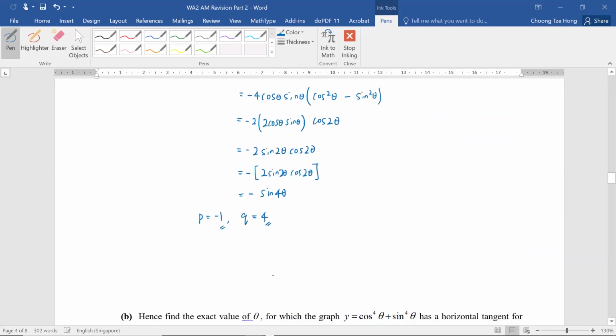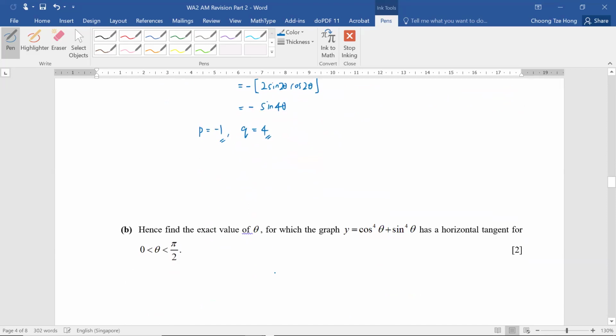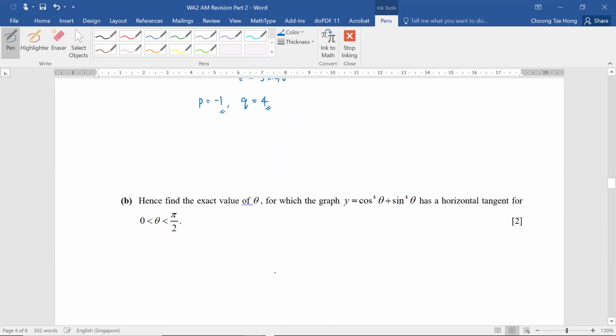Okay, let's look at part B. Okay, so part B, they want us to find the exact value of theta for which the graph y equals cosine 4 theta plus sine 4 theta has a horizontal tangent. So if you have a horizontal tangent, that means the graph must be something like this, either like this or like this, whereby this one is the minimum point, this one will be either a minimum point or maximum point.